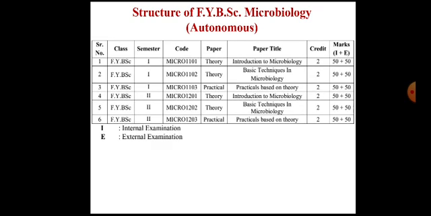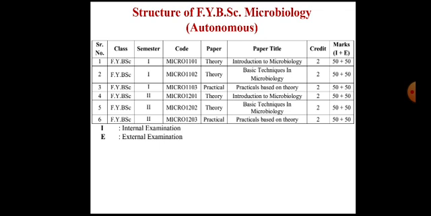Today we'll look at the structure of the FYBSc syllabus. As you all know, we have obtained autonomous status. So this is the core structure for FYBSc Microbiology autonomous, which is a choice based credit system. You need to understand what this credit system is. This is the credit system designed for FYBSc.